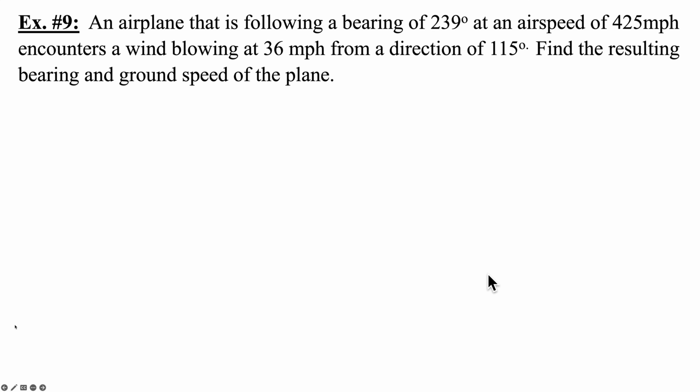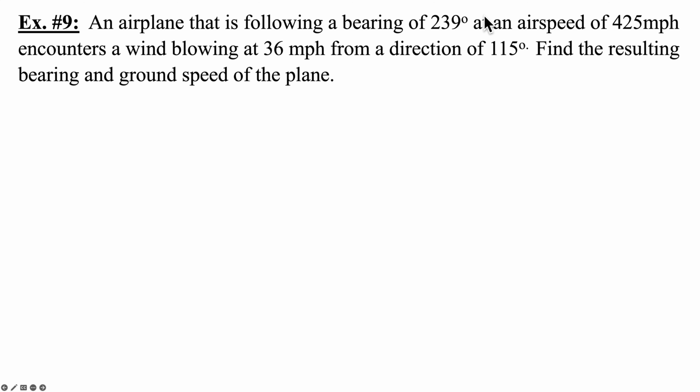All right, example 9: an airplane that is following a bearing of 239 degrees at an airspeed of 425 miles per hour encounters a wind blowing at 36 miles per hour from a direction of 115 degrees. Wow. Find the resulting bearing and ground speed of the plane.